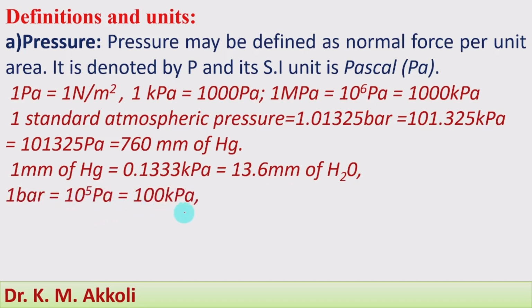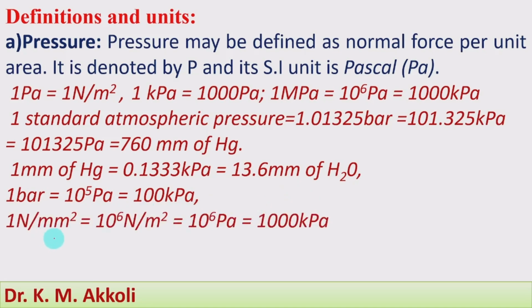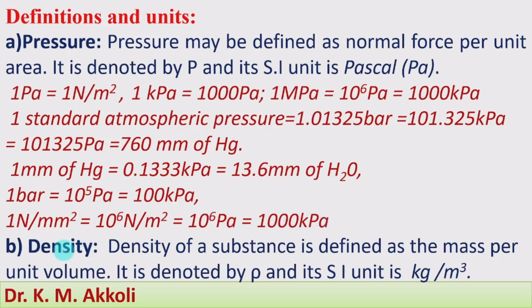1 bar is equal to 10 raised to 5 Pascal, that is 100 kilopascal. 1 Newton per millimeter square is equal to 10 raised to 6 Newton per meter square, 10 raised to 6 Pascal, or 1000 kilopascal. The next property is density. Density of a substance is defined as the mass per unit volume. It is denoted by rho and its SI unit is kg per meter cube.